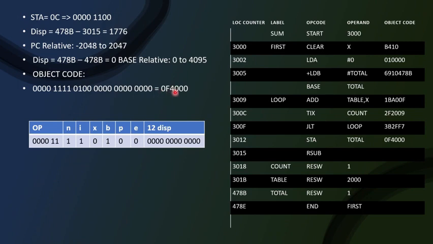The object code for this one is 0F4000. Here the opcode for STA is 0C, for which we have to take the first six most significant bits, which means it would become 000011, and this would be the opcode. Then the displacement we calculate by applying this formula, as we all know, 478B minus 3015, which would become 1776. It is in the range of -2048 to +2047, which is why it is program counter relative. If it was not within the range, it would have gone to base relative, which is 024095. Now the object code is 0F4000.